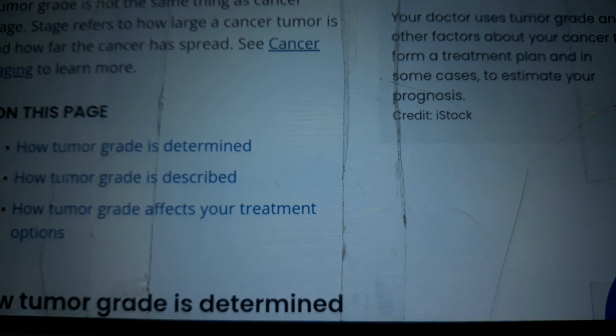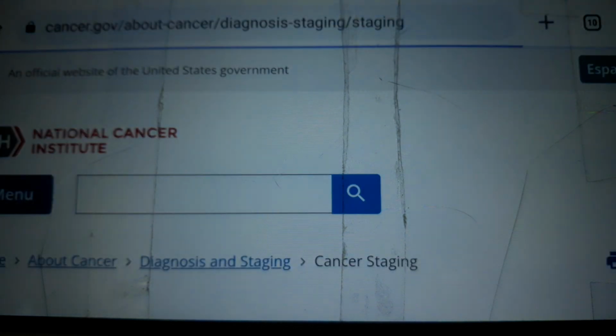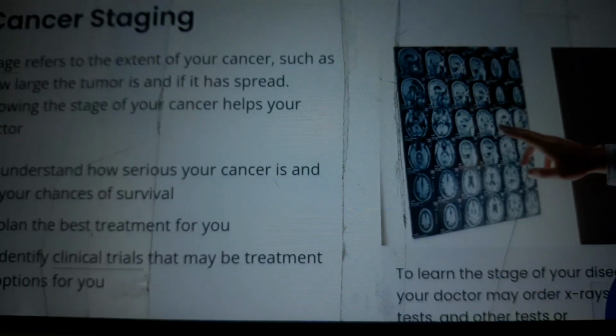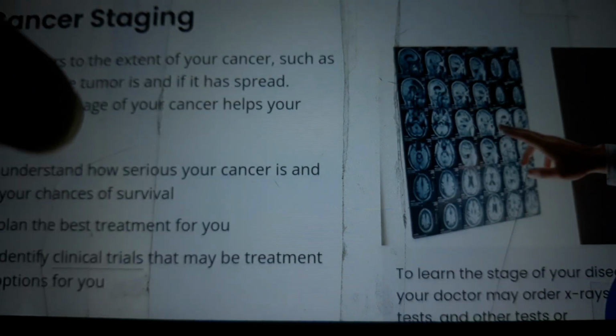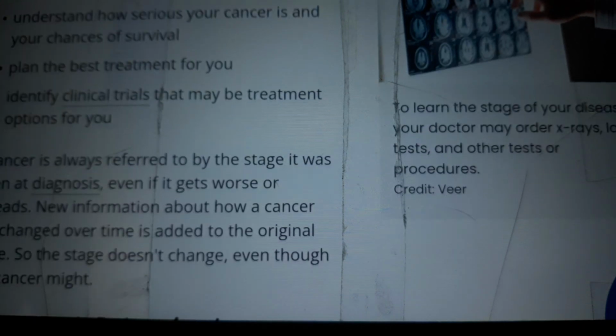Stage refers to how large a cancer tumor is and how far the cancer has spread. We can see cancer staging in relation to this. Right, cancer staging. Stage refers to the extent of your cancer, such as how large the tumor is and if it has spread. Knowing the stage of your cancer helps your doctor understand how serious your cancer is and your chances of survival, and plan the best treatment for you.